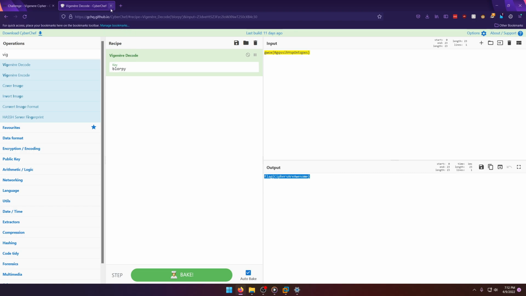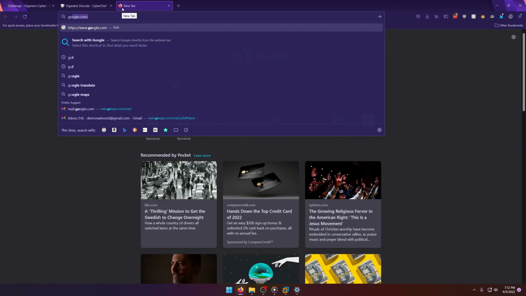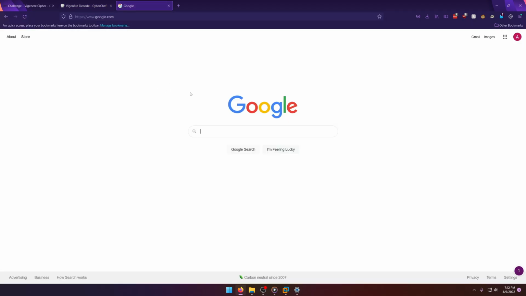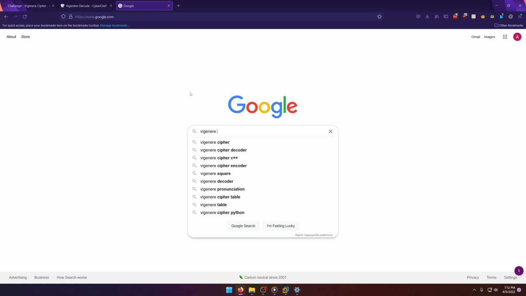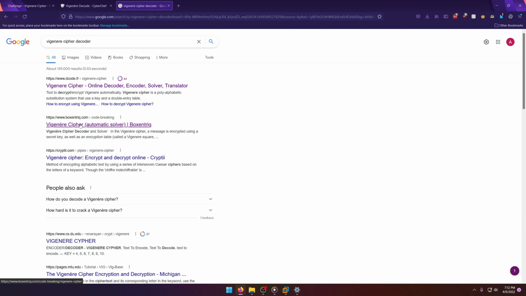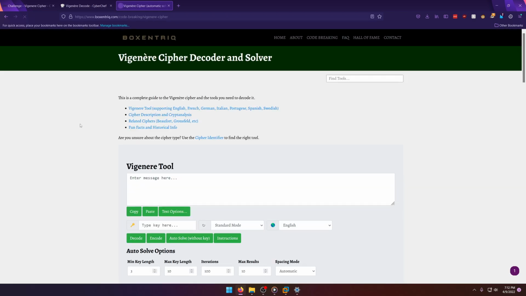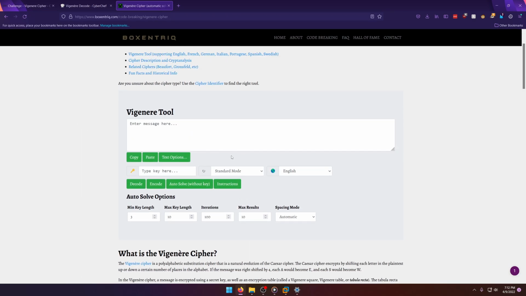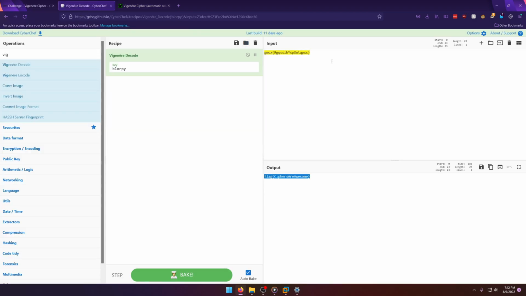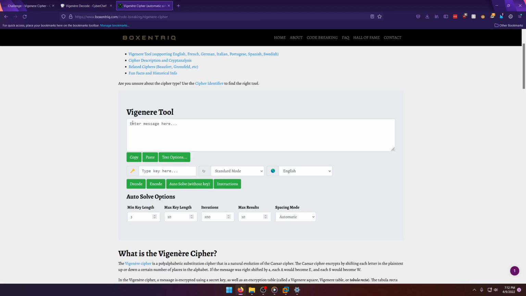Really quick, I would like to show you what it would look like if it tried to auto-decode it. So we'll go to a Vigenere cipher decoder. And I think it was this one that was pretty good. Yeah, this one. So you can try to auto-solve without the key here. Let's try that and see if we can actually get it without even having to use the key.